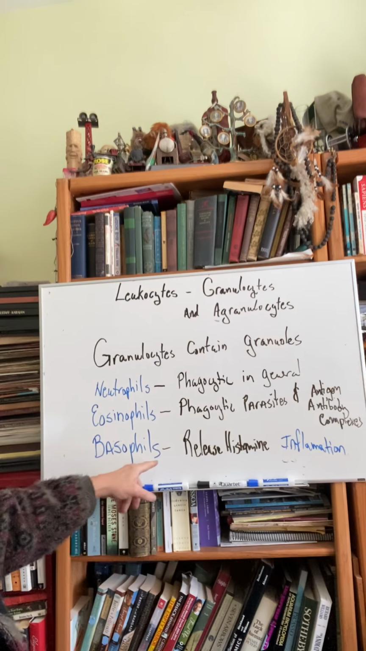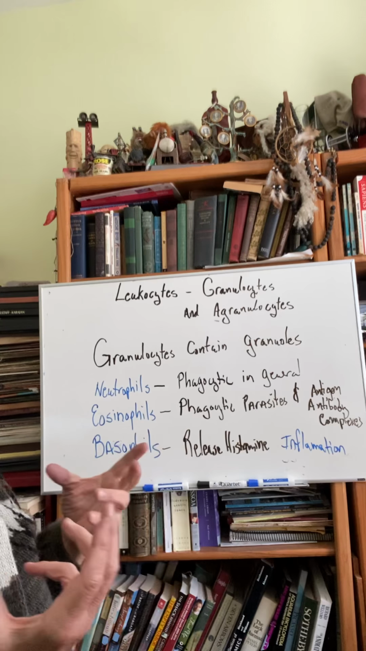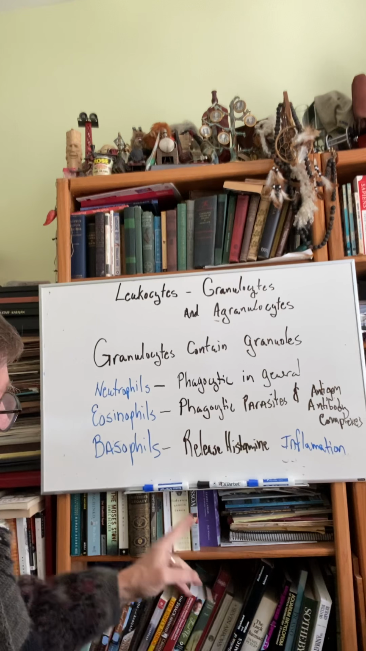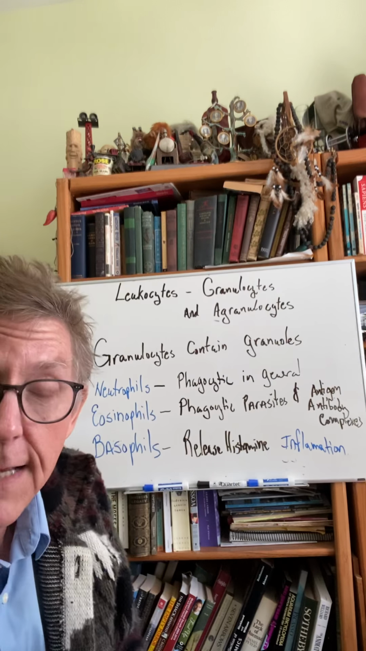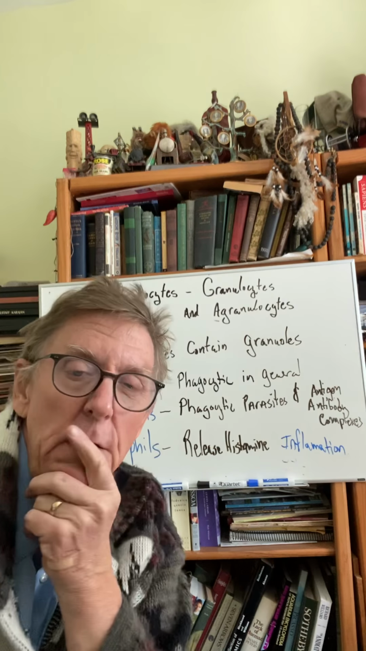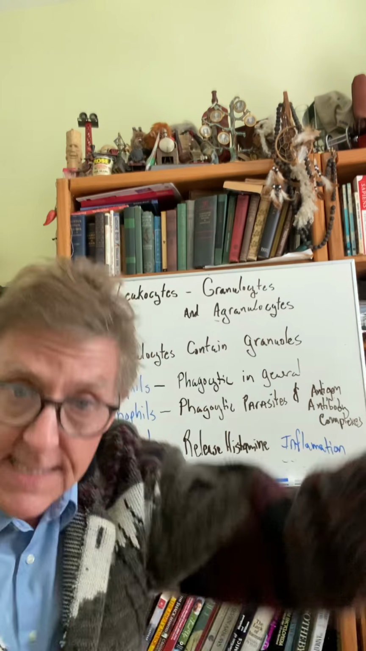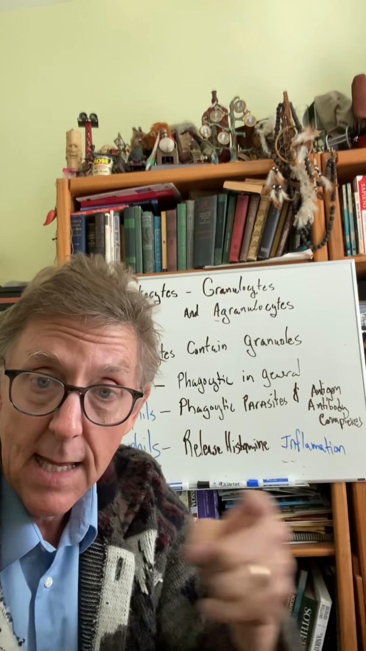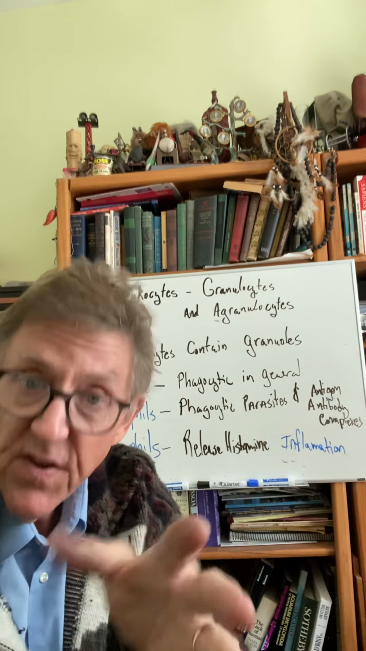We have what we call the basophils. They're the most granular of all of the blood cells. They're going to release something called histamine. You might be sitting there thinking, histamine? That sounds like something I'd buy at the drugstore, right? Antihistamine. Well, that's exactly it.